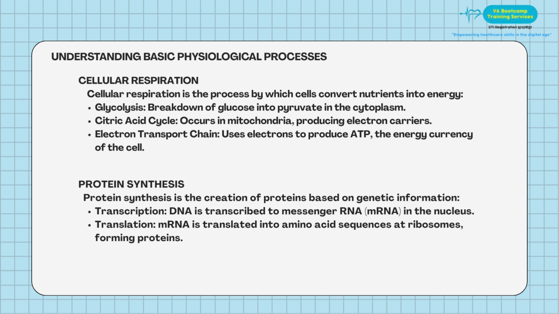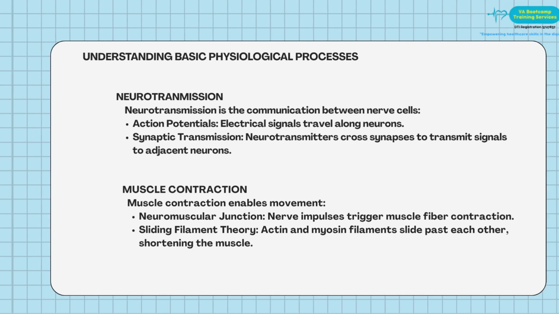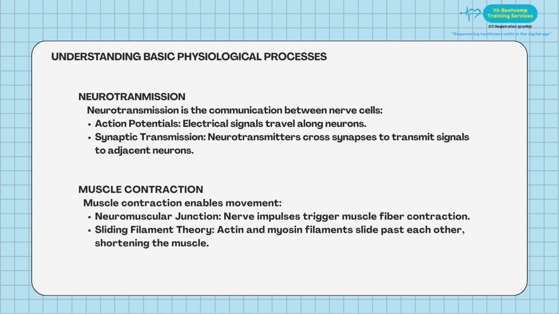Protein synthesis. Protein synthesis is the creation of proteins based on genetic information. Transcription, DNA is transcribed to messenger RNA, mRNA, in the nucleus. Translation, mRNA is translated into amino acid sequences at ribosomes, forming proteins. Neurotransmission. Neurotransmission is the communication between nerve cells. Action potentials, electrical signals, travel along neurons. Synaptic transmission. Neurotransmitters cross synapses to transmit signals to adjacent neurons.